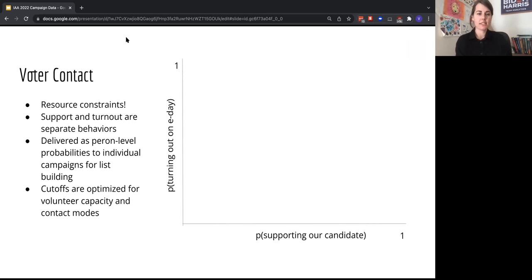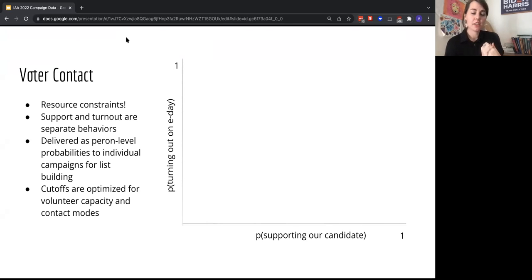The other part is breaking out behavior. We think you show up on election day and you vote, that's the behavior, but actually you can break that down into separate components. One part is the probability that you will support the candidate on this campaign. The other is the probability that you will actually show up and vote. Your values dictate who it is that you support, but your voter engagement behavior dictates whether or not you're going to show up and vote. Those are two separate behaviors, and we model them separately, but use that information together a lot in making our allocation decisions.